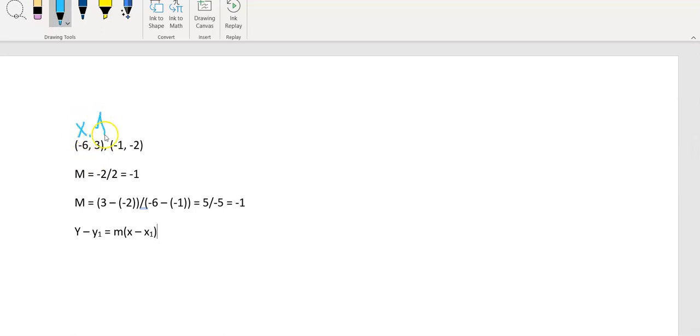It doesn't really matter which point I use, they will both lead me to the same equation. All right, so this is going to give me y minus, in this case, 3. M, we already said, was negative 1. And x minus negative 6. Now you can write it as x minus negative 6 like this, or you can immediately go to x plus 6. So I will, in this next step, just go ahead and, of course, since we have a negative negative, that makes it a positive.